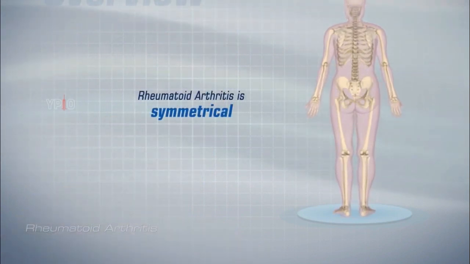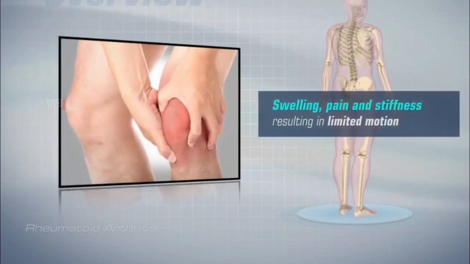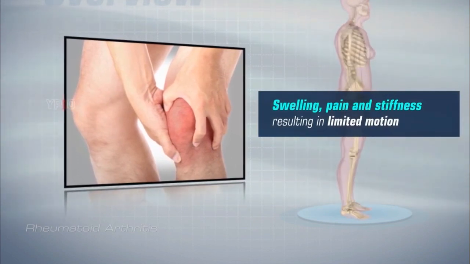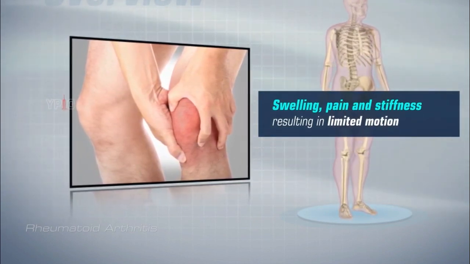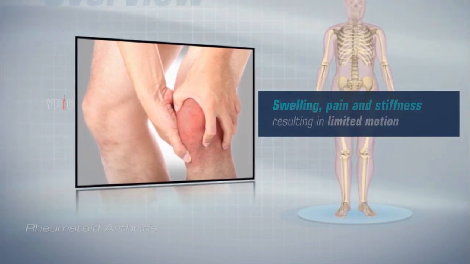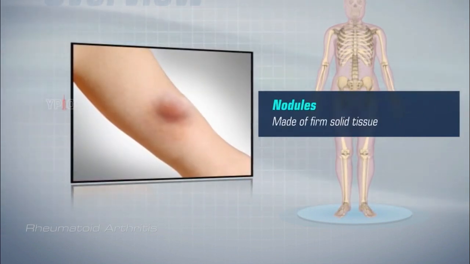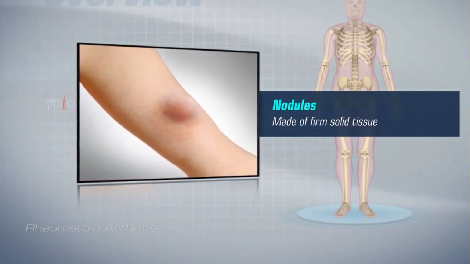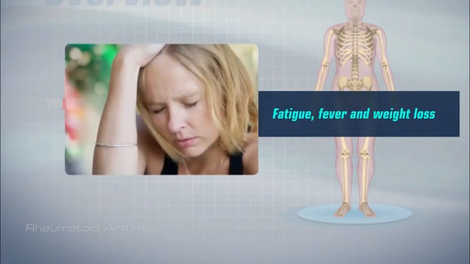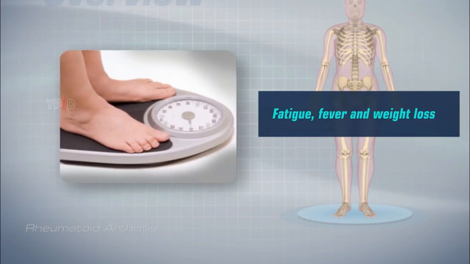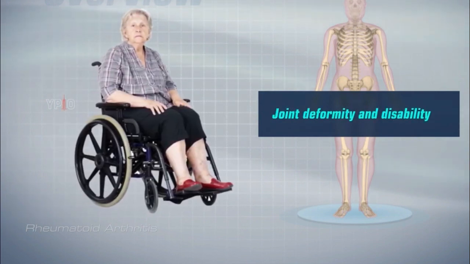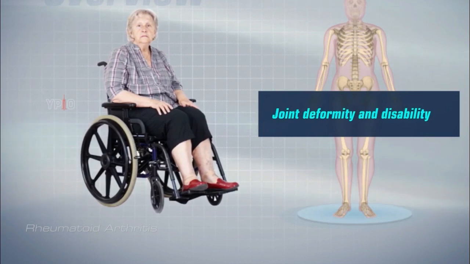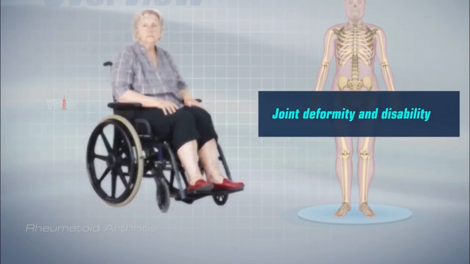Rheumatoid arthritis is symmetrical, meaning the same corresponding joint on the other side of the body is also affected. The affected joints present with swelling, pain, and stiffness, resulting in limited motion. Nodules made of firm, solid tissue may occur under the skin of the arms in severe cases. Other symptoms may include fatigue, fever, and weight loss. If not treated early and aggressively, rheumatoid arthritis results in joint deformity and disability.